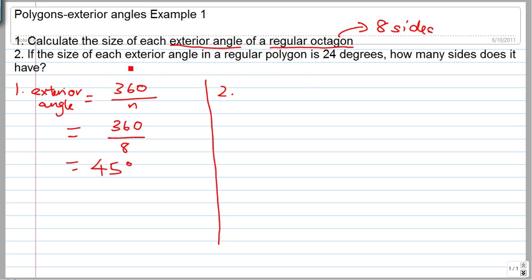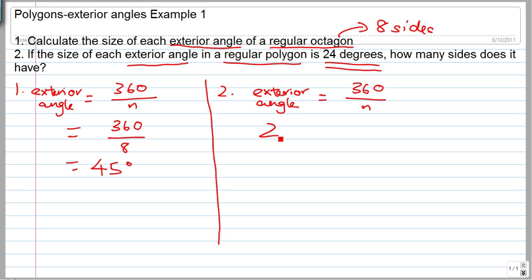If the size of each exterior angle in a regular polygon is 24 degrees, how many sides does it have? Okay, the exterior angle is equal to 360 divided by n. If it is 24 degrees, then 24 degrees is equal to 360 over n. You cross multiply: 24 multiplied by n, you put on one side of the equation. This is 24 over 1, so 360 times 1 goes on the other side, which is still 360.